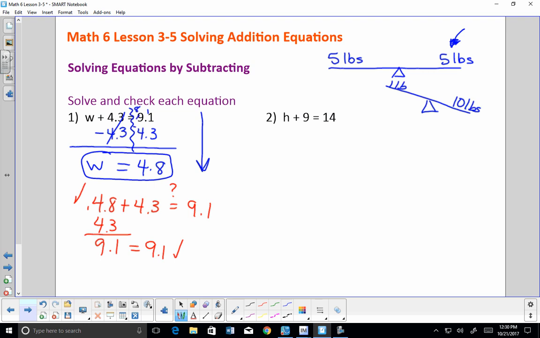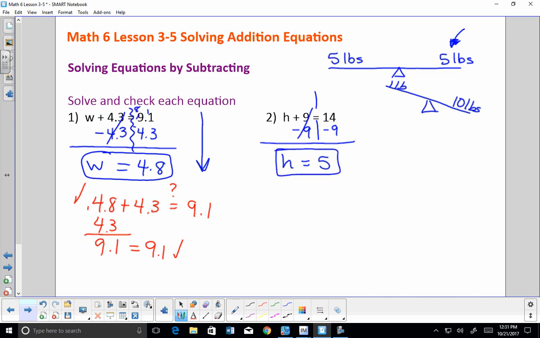If we're looking at question number 2, h plus 9 equals 14. To get h all by his little lonesome, because there's my fence dividing one side of the equation from the other, that's the equal sign. 9 is added to h. To get my equation balanced, I need to subtract 9. So I'm going to subtract 9 from both sides. These 9's will cancel out, leaving me with h. 14 minus 9 is 5. So my answer is h equals 5.